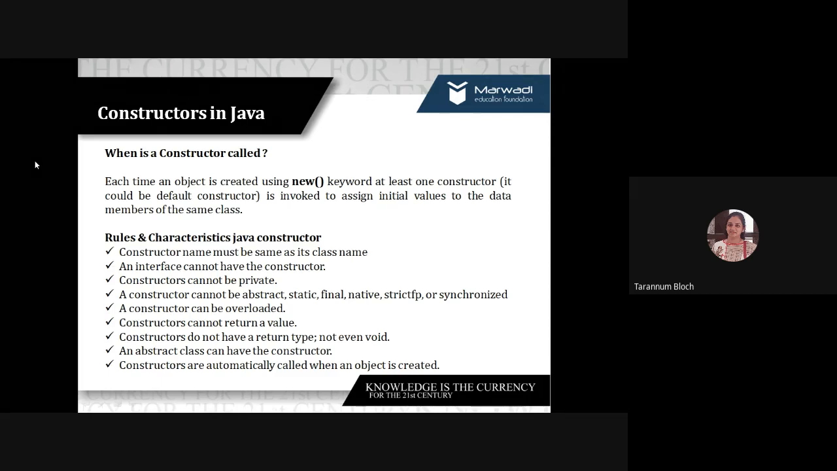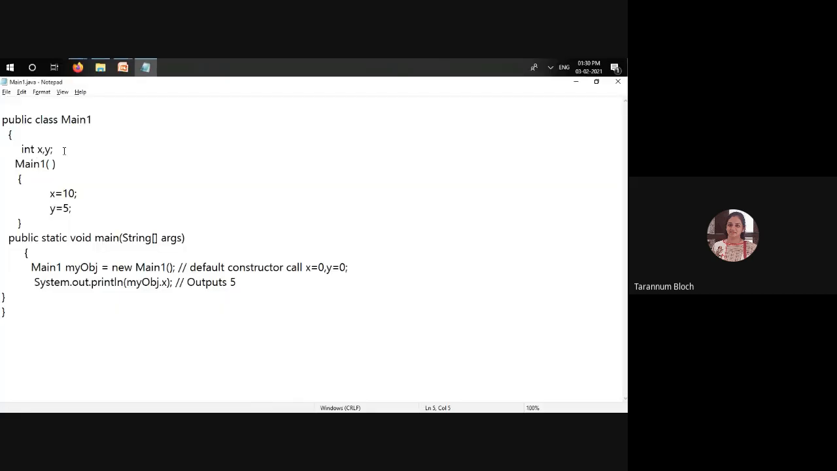Another thing, your constructor can be overloaded. What is method overloading? We are saying right now that constructor overloading is possible. Method overloading we discussed in the previous chapter. What is method overloading? More than one method in one class with different parameters. Same name but different parameters. The method name will be the same but the parameters are different. In a similar way, we are saying that a constructor can be overloaded.